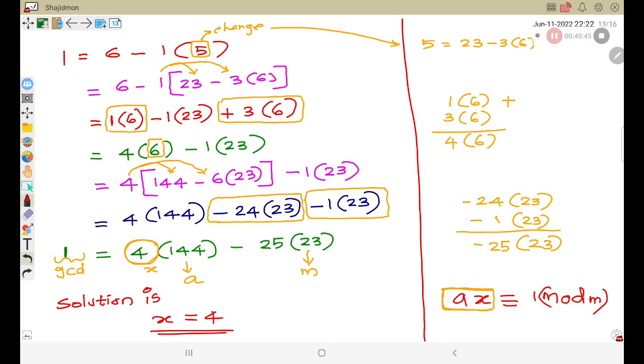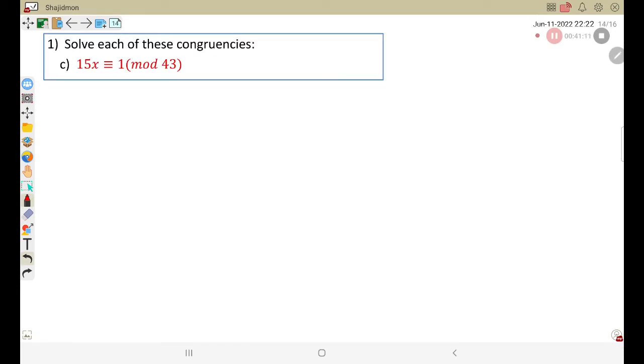Okay. So this is the solution, the positive solution. Solution less than 23. Keep in mind this condition: 0 less than or equal to x less than the modulo number 23. So below 23, the number we are getting here is 4. So this is the answer. Hope you understood how to find the solution. Now let me practice one or two more questions.